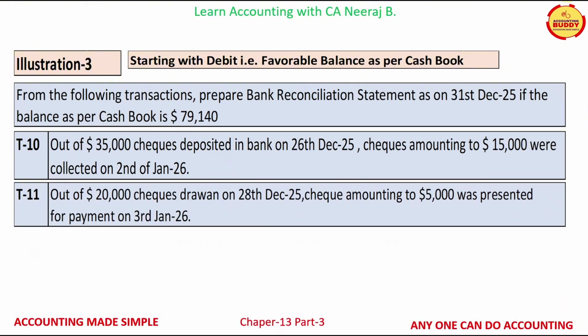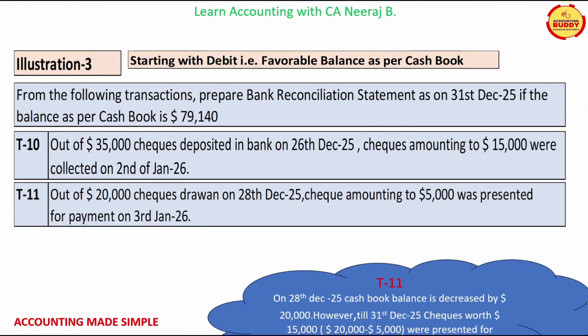T11 unmatched transaction is out of $20,000 checks drawn on 28th December 25, checks amounting to $5,000 was presented for payment on 3rd of January 26. Let us understand this transaction.